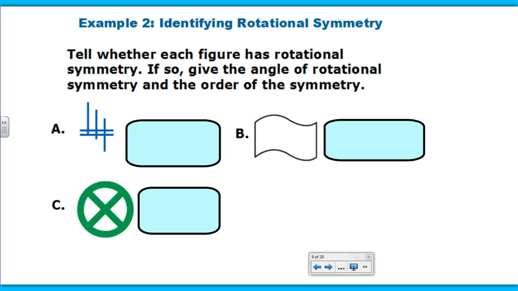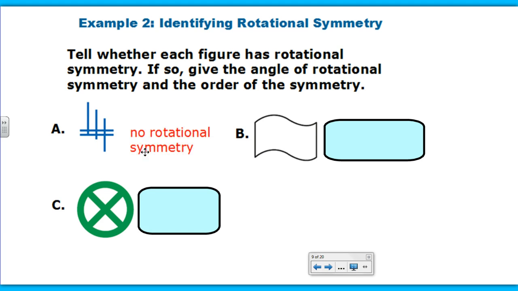So in this example, tell whether each figure has rotational symmetry. If so, give the angle of rotational symmetry and the order of the symmetry. We look at figure A and think about rotating it. Does it have rotational symmetry? No, it doesn't. We would have to literally rotate it 360 degrees, and then it would land upon itself, which is not rotational symmetry.